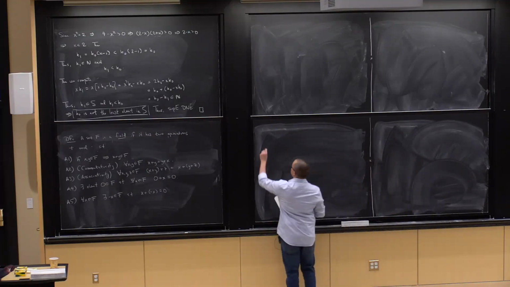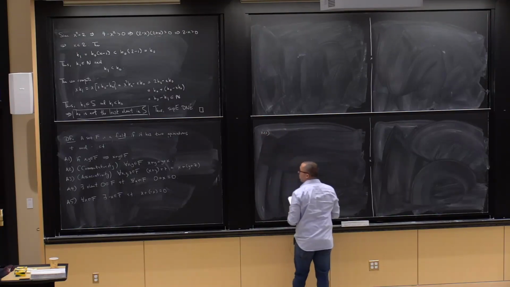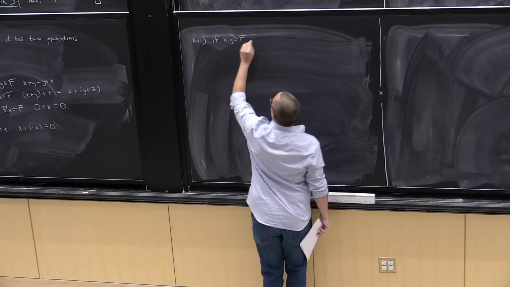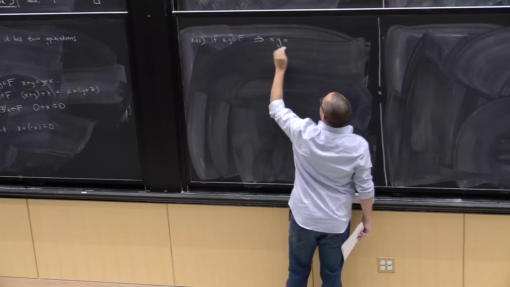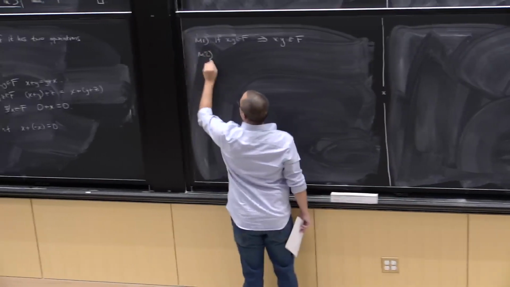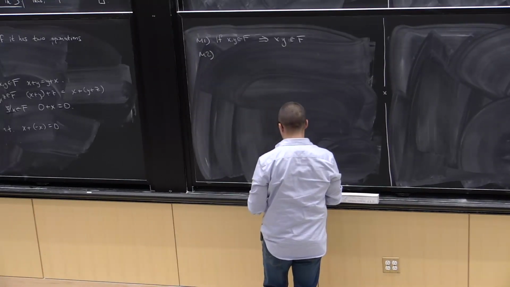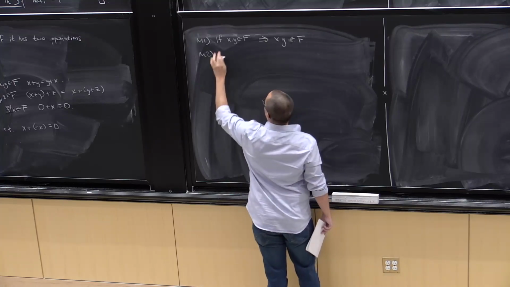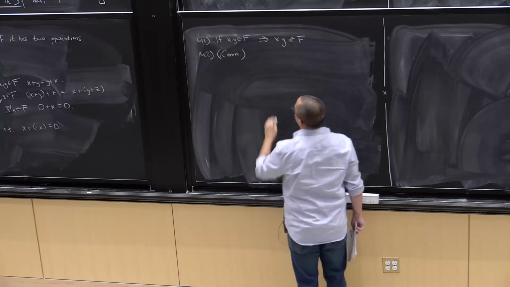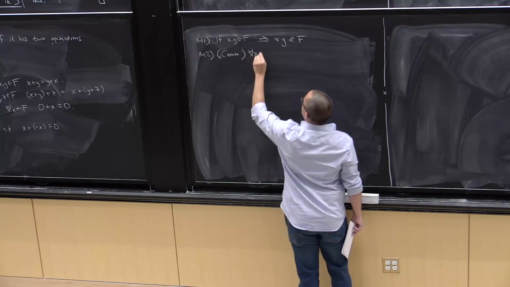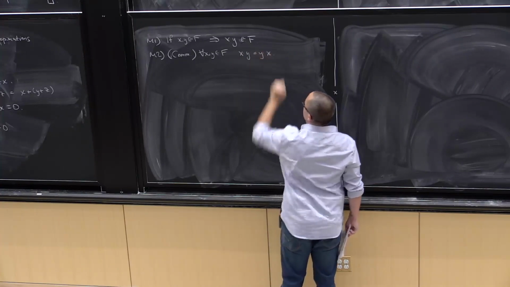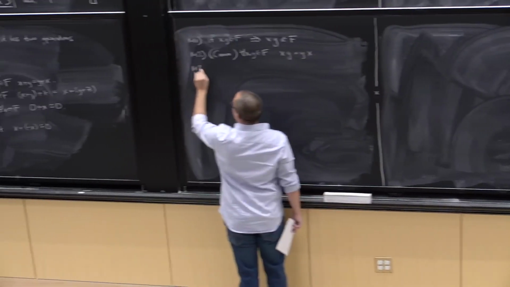So the conditions for multiplication are similar. Namely, it needs to be closed with respect to multiplication. So if x, y is in F, then x times y is in F. Multiplication should also be commutative. I'm just going to abbreviate that commutative as com. For all x, y in F, x times y equals y times x. We also have associativity.